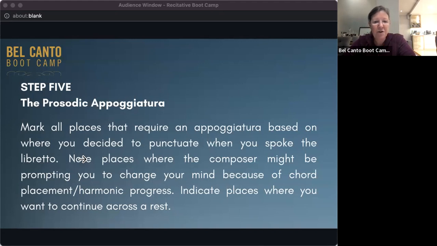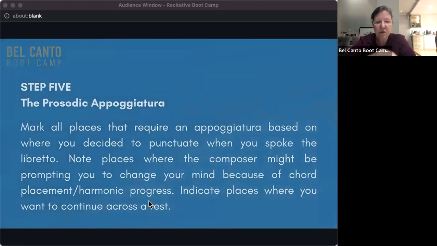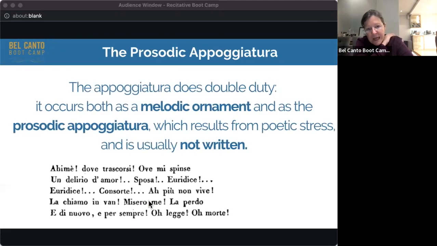Note the places where the composer might be prompting you to change your mind because of chord placement. So when you were reading the libretto, you said, I'm going to pause here, I'm going to breathe here. In those places, you have to put an appoggiatura. But once you look at the score, you might want to change your mind because he might have made a rest or taken out a line ending. So here is the review.